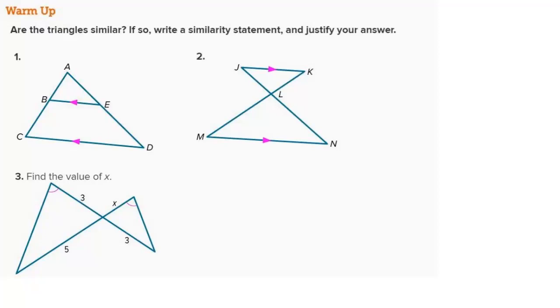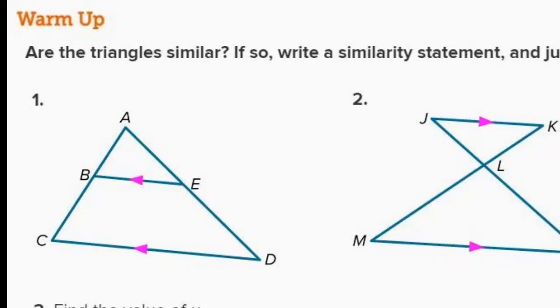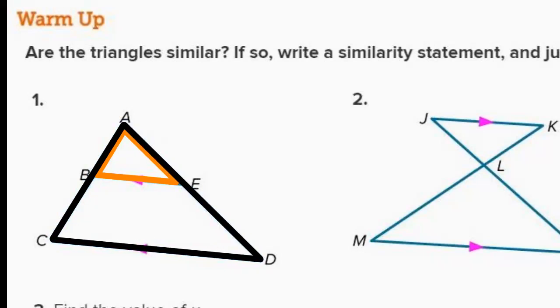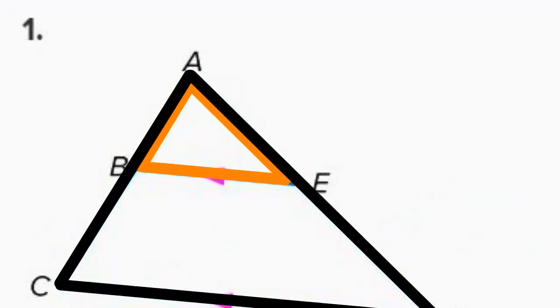There is this top little triangle up here. And then there is the larger triangle here. So I do have 2 triangles. I got a little one and a big one. We need to determine whether or not these triangles are similar.